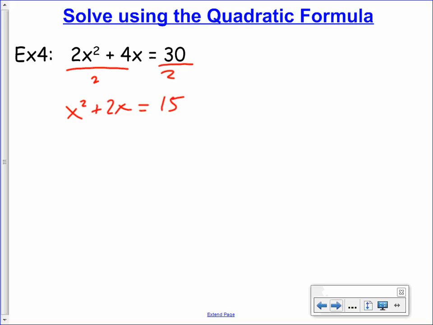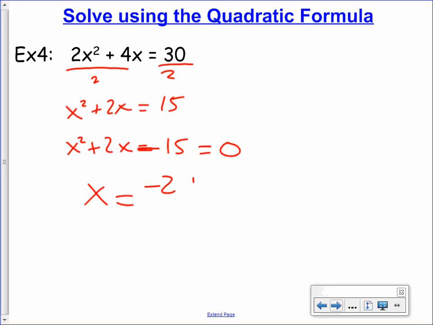Now what? Move 15. Yes, here we go. X squared plus 2x minus 15 is equal to 0. Ready? Sing with me. X is equal to, which is?